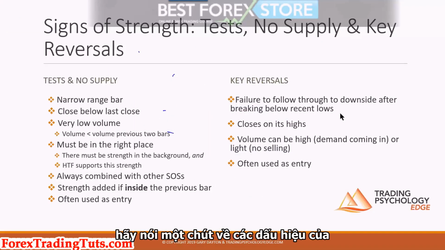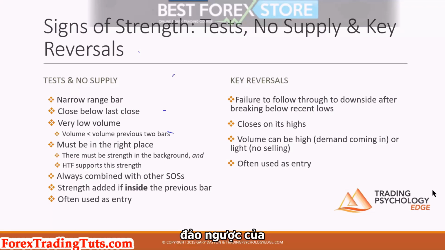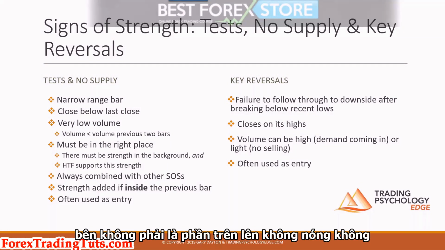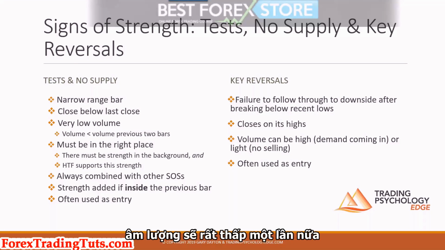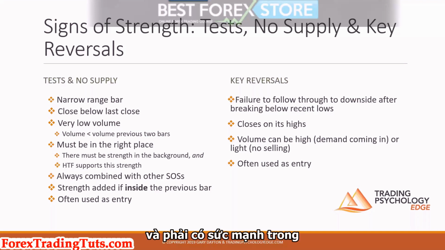Okay, so let's talk a little bit about signs of strength, tests, no supply, and key reversals. Tests and no supply are really the reverse of the no demand bars. We're going to see narrow range closes now on the low side, not above the last close. Volume is going to be very low, again relative to the last few bars. Again, it's got to be in the right place. We've got to see higher time frames supporting this, and there's got to be strength in the immediate background.